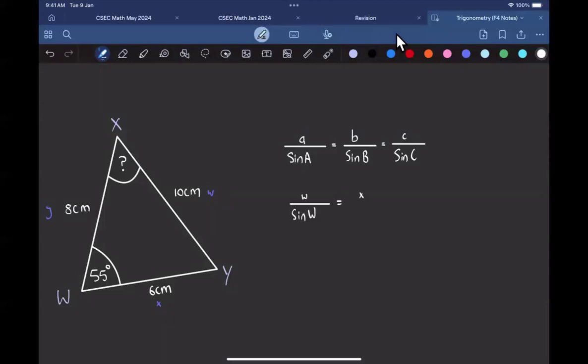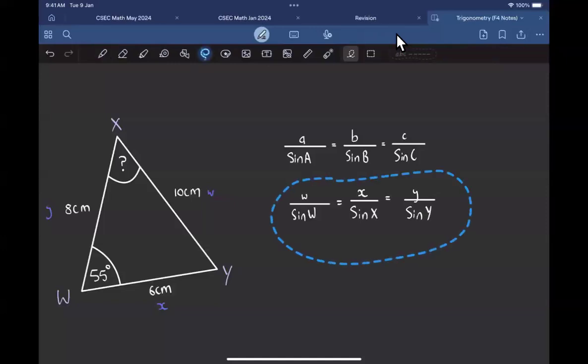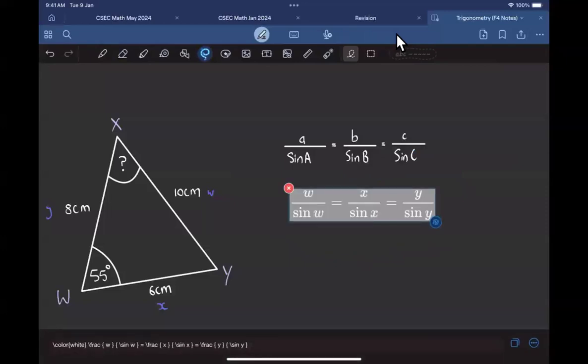Equals x over sine X. Wait, why write an x like this? Mathematicians don't write x like that. If you write an x like that, you're an imposter. That'll look more like it. Sine capital X equals y over sine capital Y. Wait, they're not capital though.